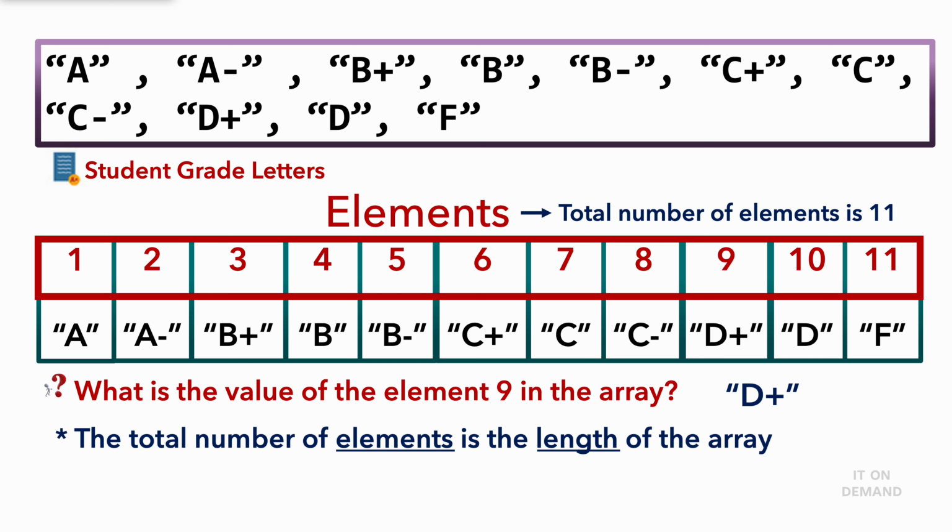And the total number of elements in an array is the same as the length of the array. And so if we number from 1 through 11, we can say that the total number of elements is 11. And we can say that the length of this array is also 11.